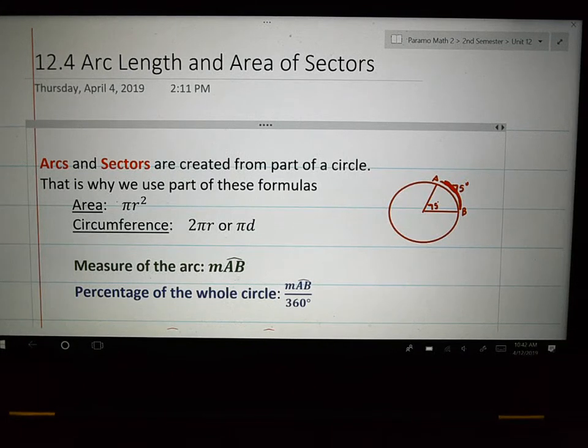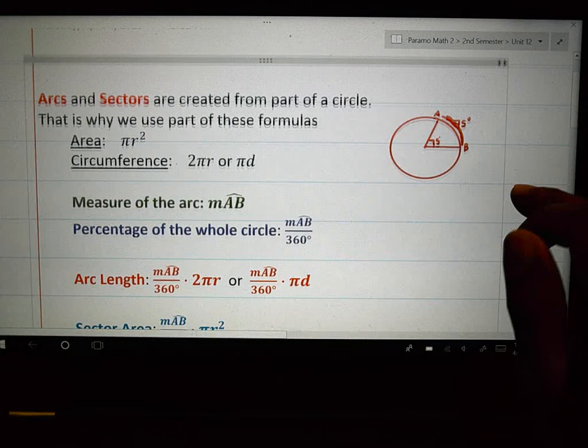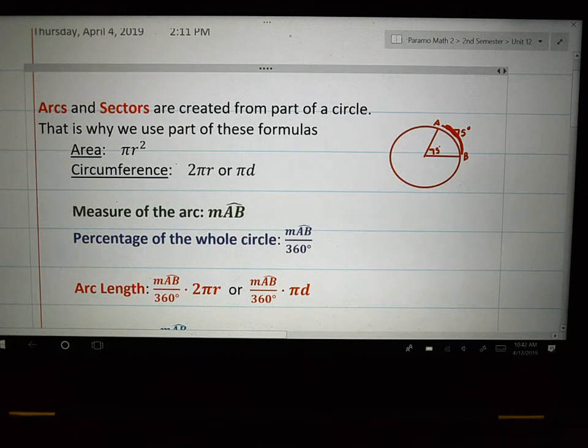12.4 is the last section of this very short unit, Unit 12, which has everything to do with circles, if you didn't notice. 12.1, 12.2, 12.3, how do you find the angles? Well, the last section has nothing to do, well, it has one small thing to do with some central angles.